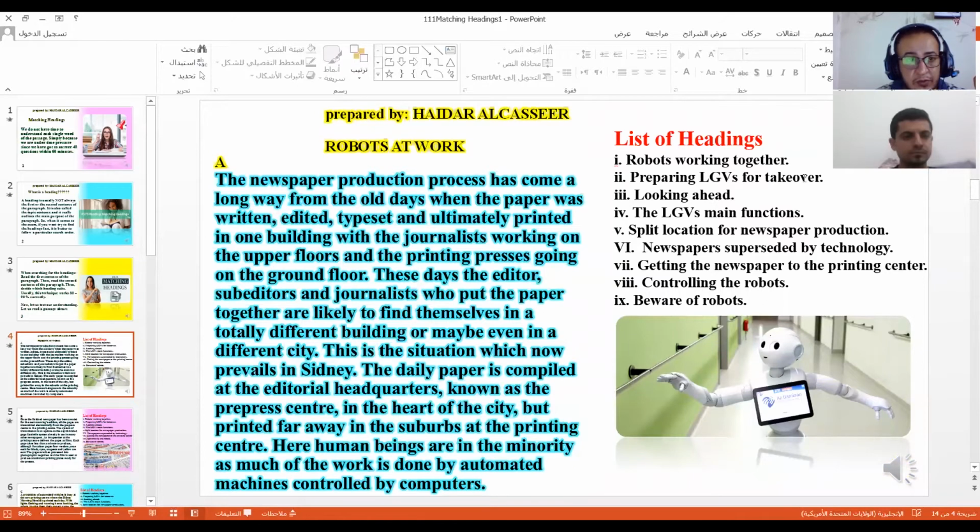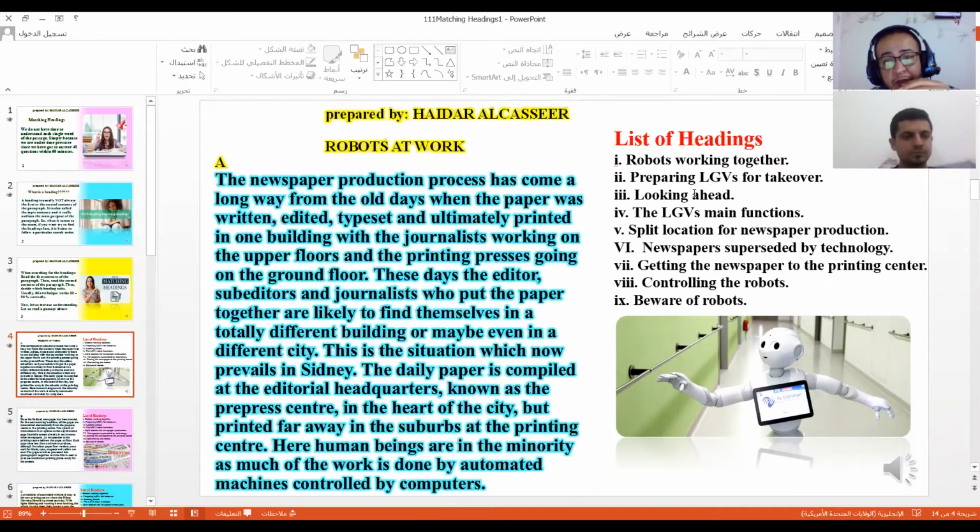Let me move this one here. You have a list of headings and you have paragraphs. Firstly, read the list of headings, which are here. They usually give them before the passage. You have robots working together, preparing LGVs for takeover, looking ahead. Looking ahead means to think of and about the future. The LGV's main functions, split location for newspaper production, newspapers superseded by technology.